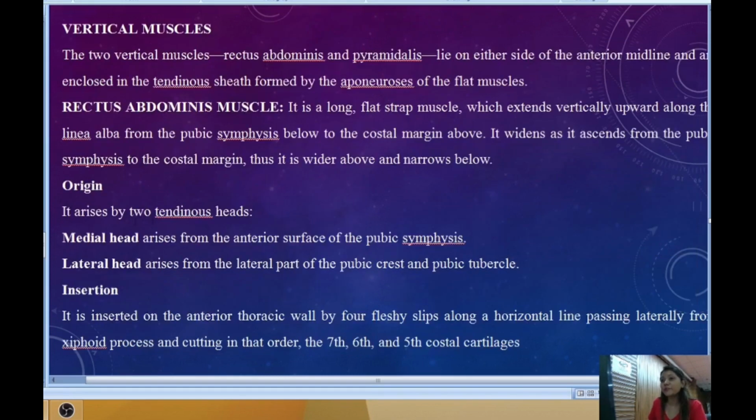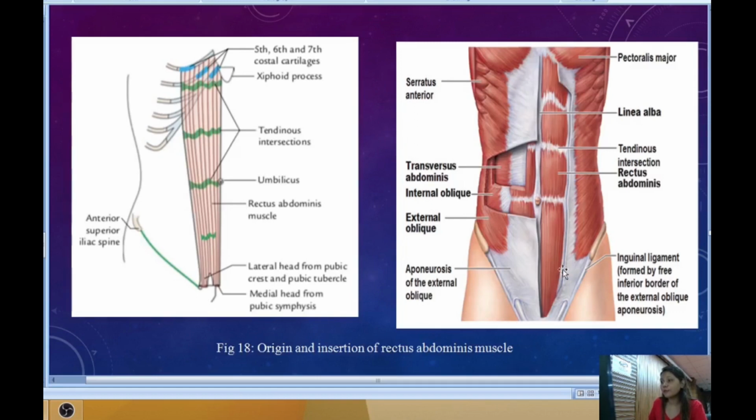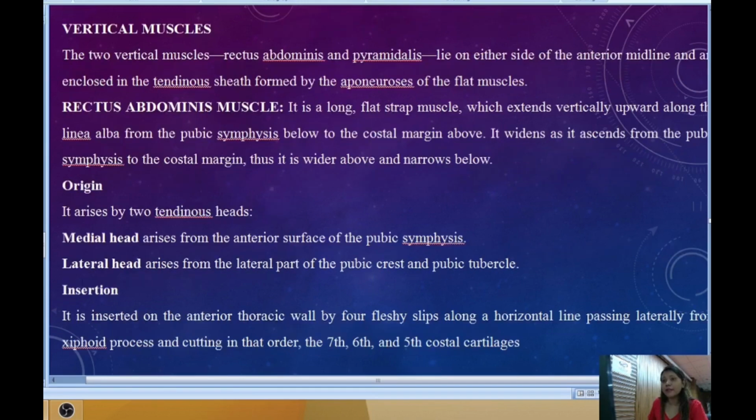The origin is by two tendinous heads. We have the medial head and the lateral head. The medial head arises from the anterior surface of the pubic symphysis, and the lateral head arises from the lateral part of the pubic crest and pubic tubercle. So we have the pubic symphysis here. Medial head from the middle part of the pubic symphysis, lateral head from the lateral part of the pubic crest and pubic tubercle. Okay, so this is the origin. We have two origins, the medial head and the lateral head.